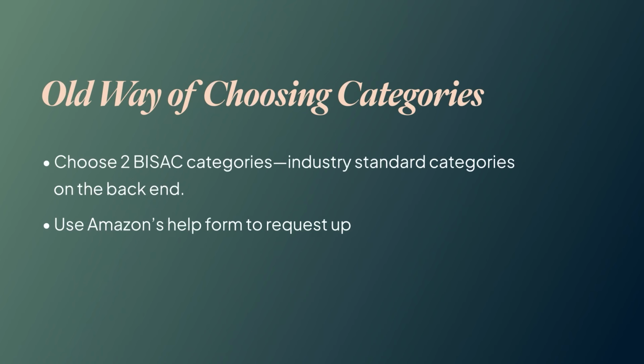Now, if you were someone that was in the know, you would have known that you could use Amazon's help form and ask that your book be placed into up to 10 additional browse categories. And the browse categories were customer facing. Those are the ones that customers actually see in the Amazon store when they're looking at books.